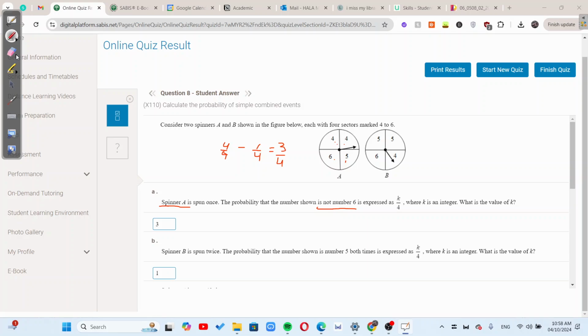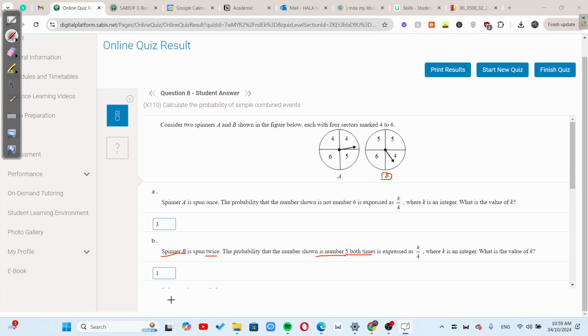Now let's look at part B. You're using spinner B now. I'm just going to erase the screen so I don't mix up parts. Okay, so you're using spinner B. It's spun twice. The probability that the number shown is number 5 both times is expressed as this. So we know it's spun twice, and you want the number 5 both times on spinner B.